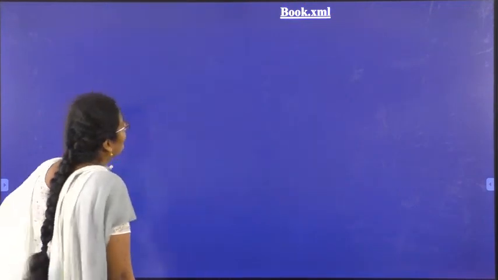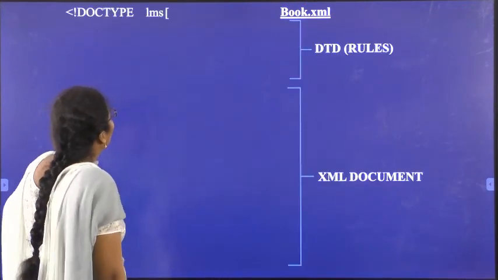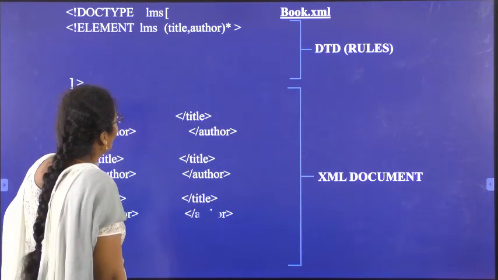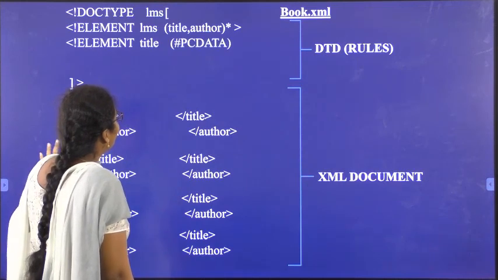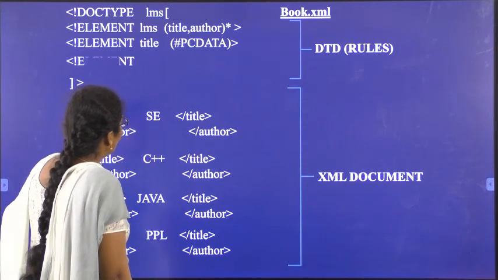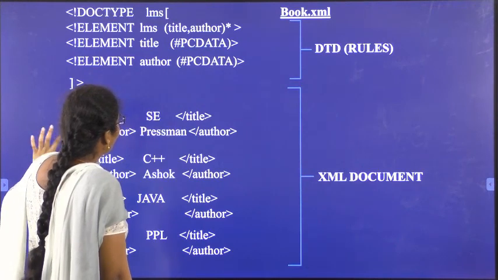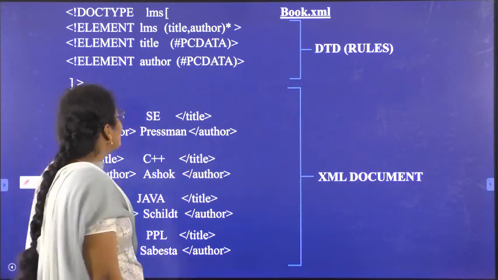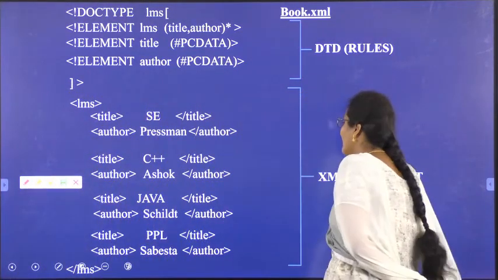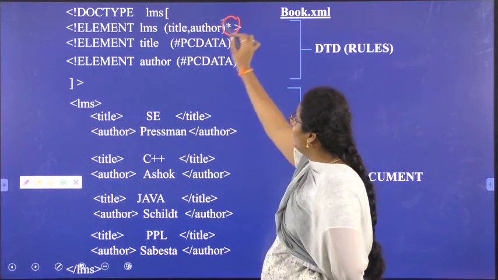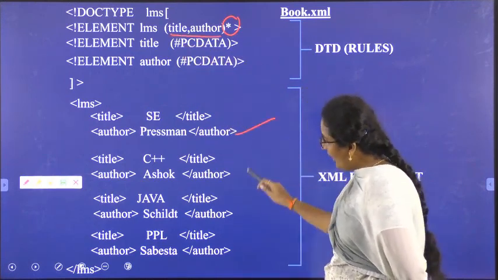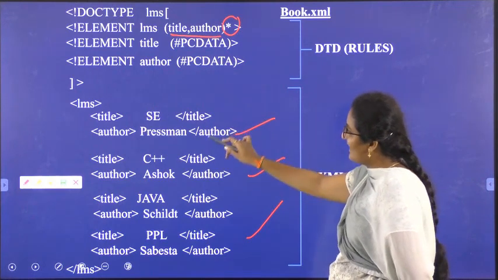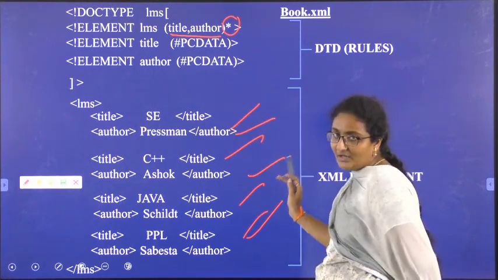So this is the example for internal DTD. Now I am using asterisk symbol for title and author also. So I can give multiple titles and multiple authors. So in this program, this is also example for internal DTD, but I have given asterisk symbol for both title and author. So how many times I want, that many times I can change the title. So how many times I want, that many times I can change the author also.